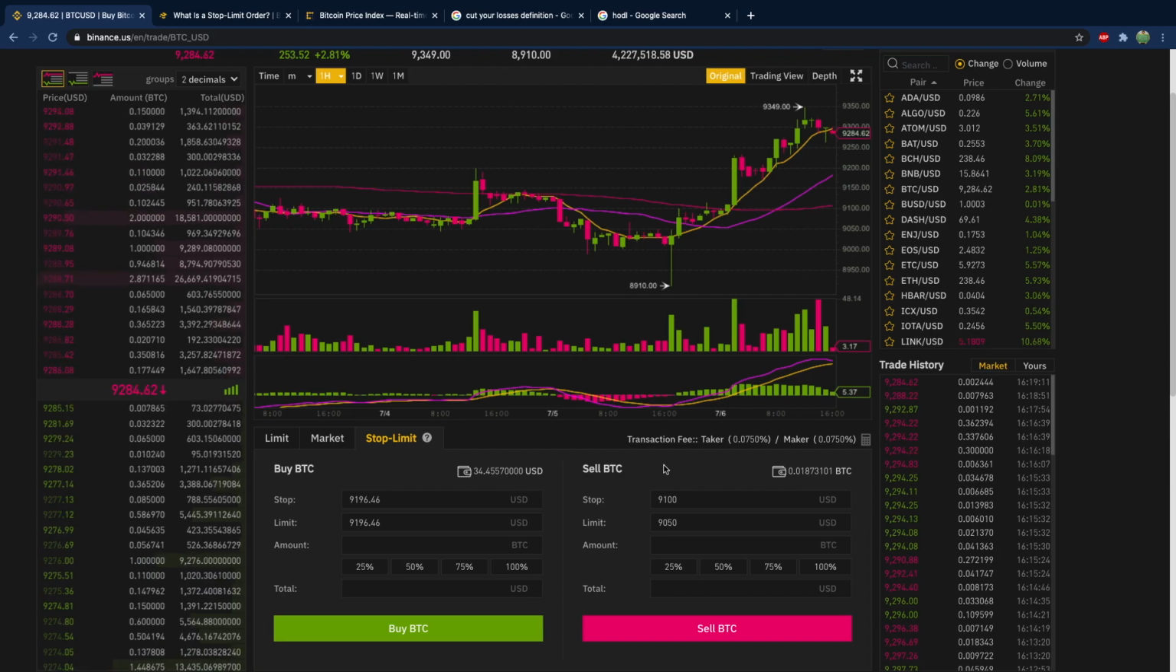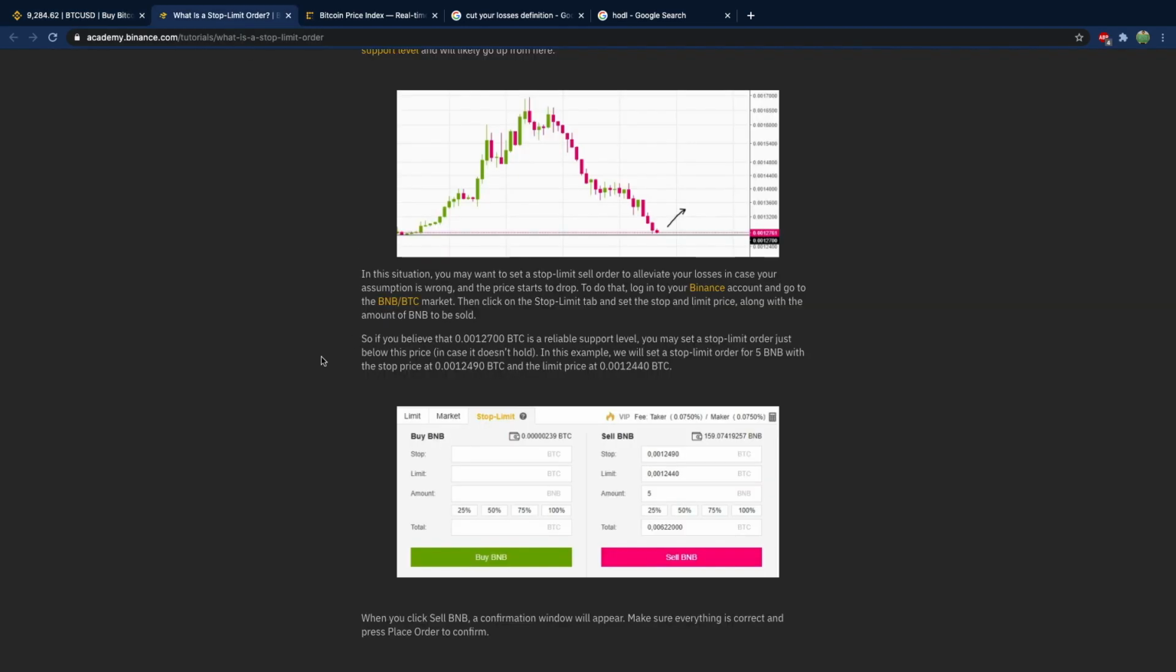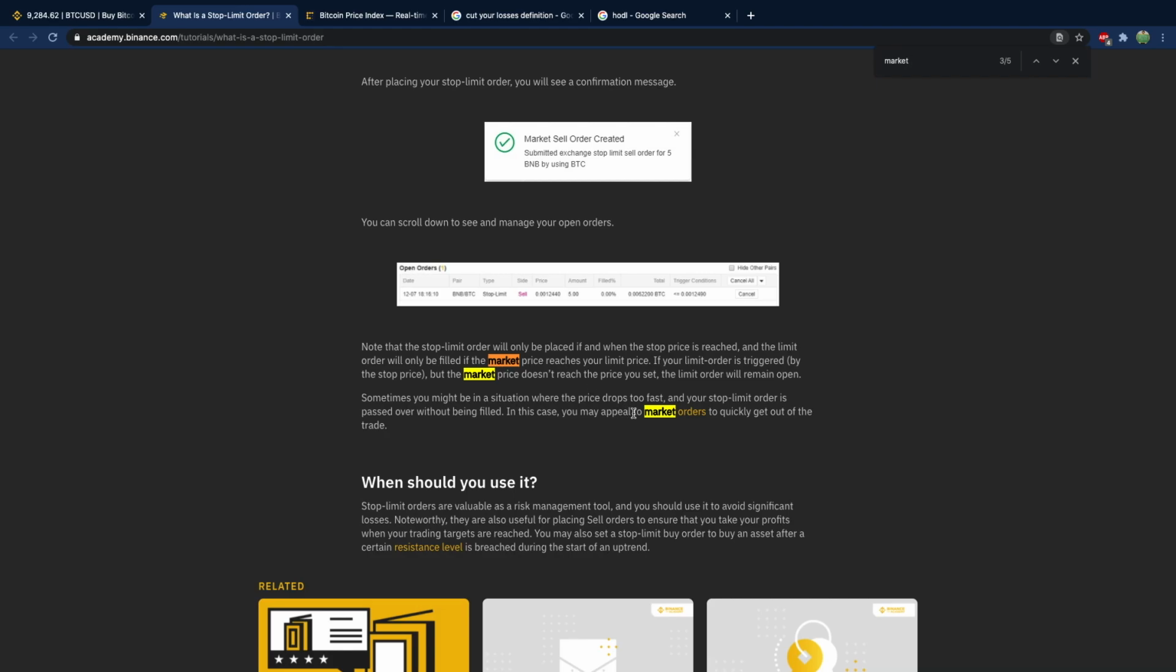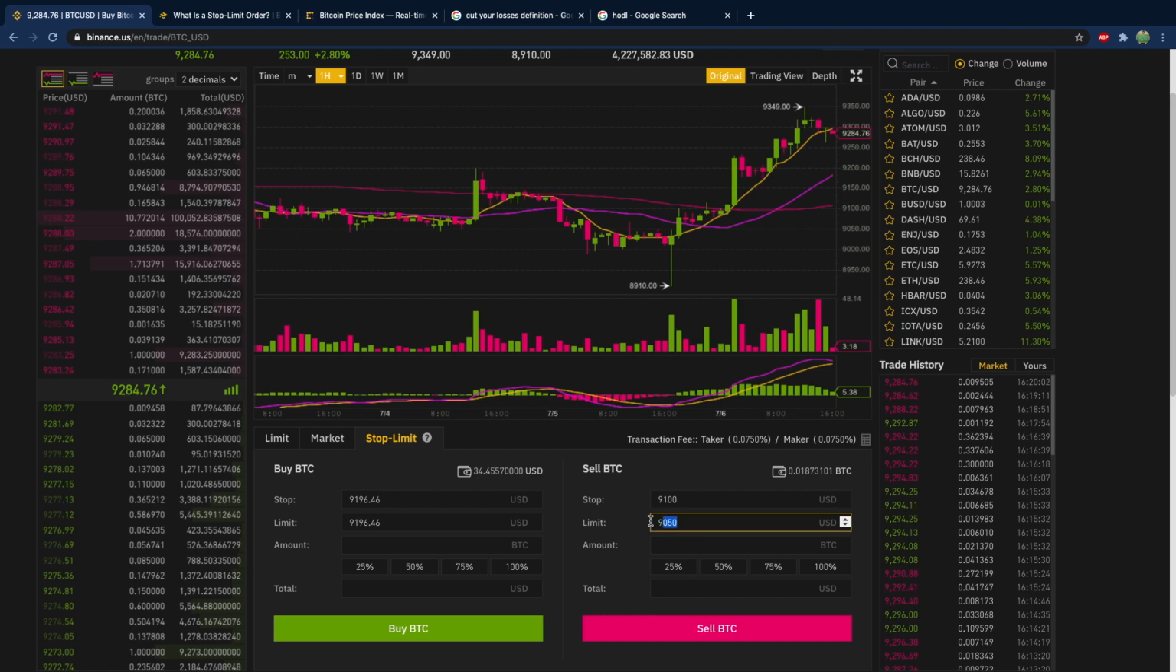In this scenario, Binance says you have the ability to change this to a market order. It says here you can appeal to market orders to quickly get out of the trade, but I'm not entirely sure how that experience goes because I haven't had that situation come up yet. Basically though, if that happened, you would say, hey, I'm willing to accept less than 9,050, just get rid of this Bitcoin. I want to sell it, whatever the market price is. I'm not sure how that works, if it's an automated thing or if you need to log in and click a button, but that is a possibility.